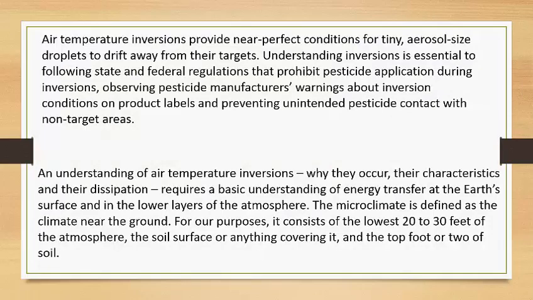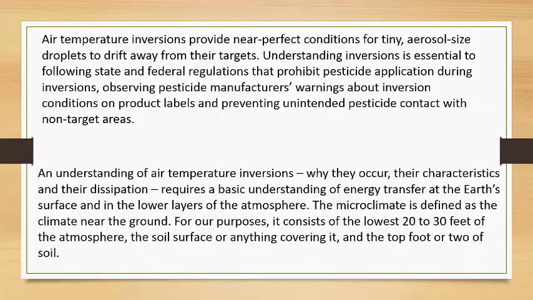Air temperature inversions provide near-perfect conditions for tiny aerosol-sized droplets to drift away from their targets. Understanding inversions is essential to following state and federal regulations that prohibit pesticide application during inversions. Observing pesticide manufacturers' warnings about inversion conditions on product labels and preventing unintended pesticide contact with non-target areas requires a basic understanding of energy transfer at the Earth's surface and in lower layers of the atmosphere.